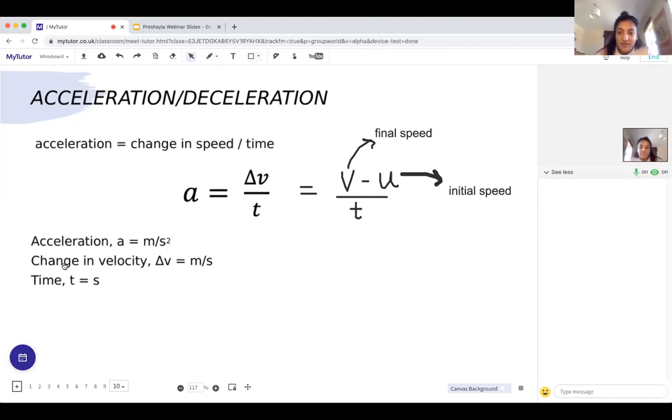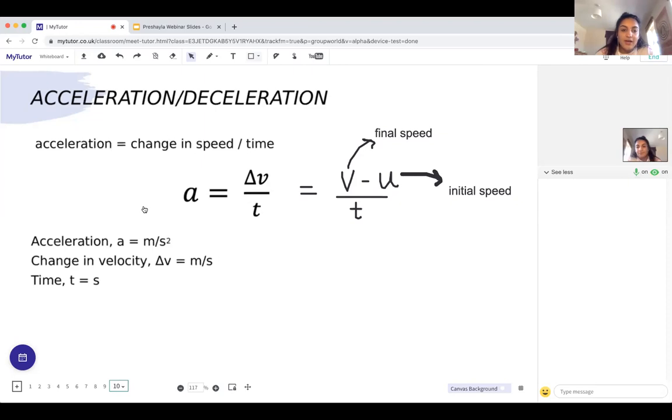The units for each section of that equation: acceleration, which is a, is meters per second squared. The change in velocity is still meters per second. And time is just t, which is always measured in seconds. So we have our change in speed divided by time is acceleration. New equation, but not too complicated, hopefully.